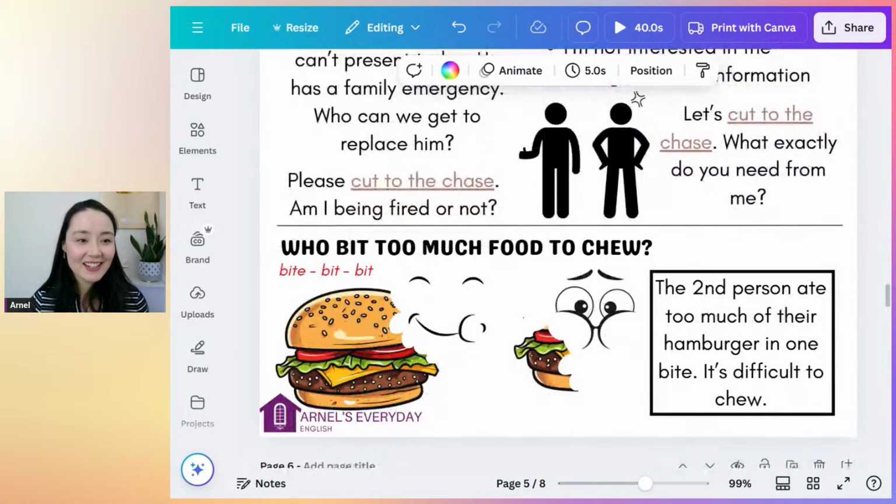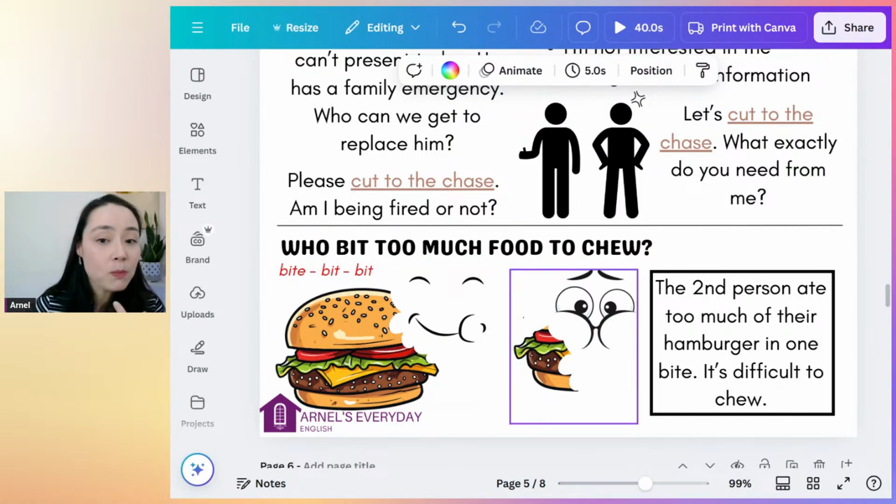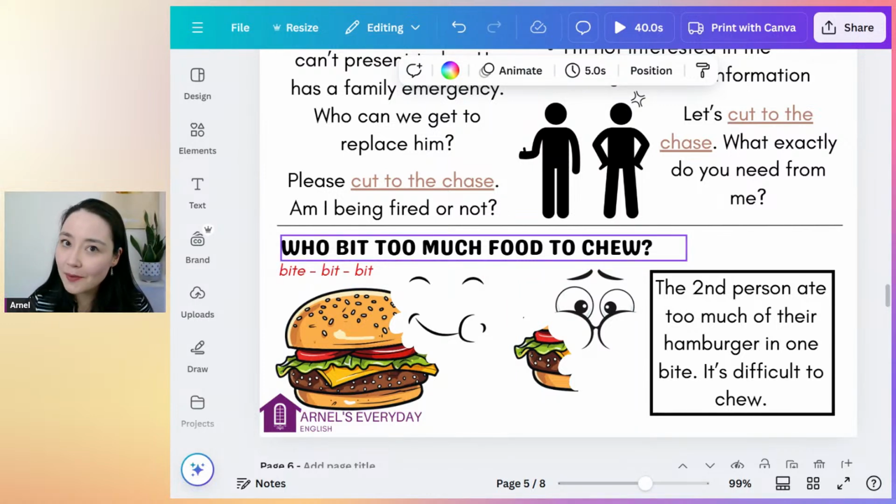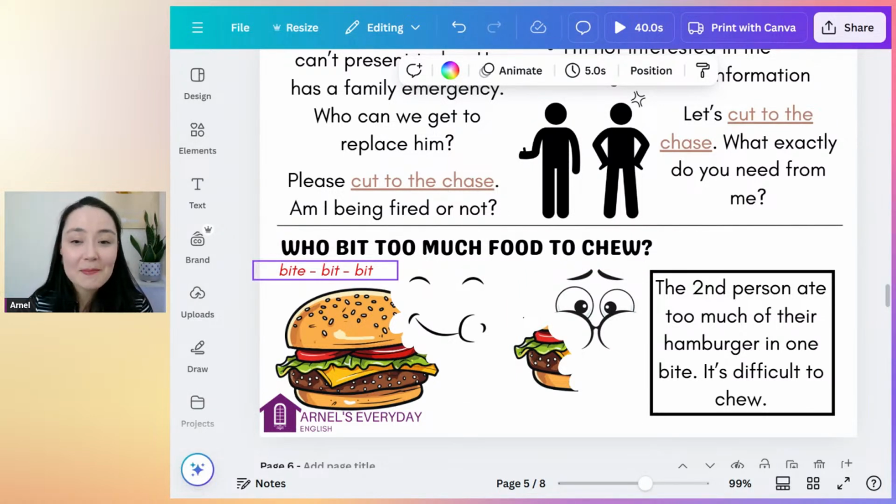Another image. We have two people here. This person here with this hamburger, this person here. Who bit too much food to chew? And this action, that is chewing. Look at the verb forms. Bite, bit, bit. Okay, some really good examples coming up.